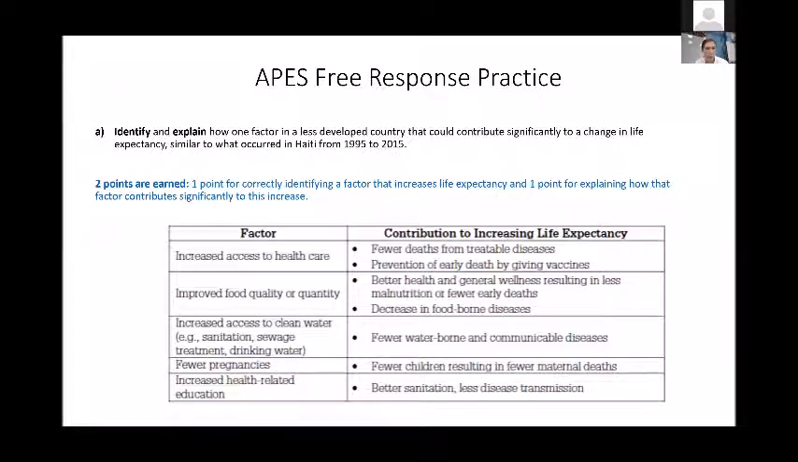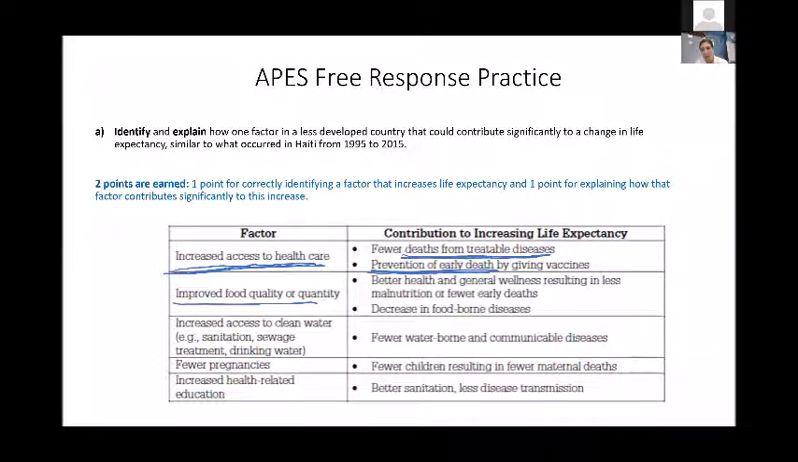Identify and explain. You would have gotten 2 points here. 1 point for correctly identifying a factor that increases the life expectancy, and then 1 point for explaining how that actually happens. So these are all of the things that we previously talked about. When you have an increase in access to healthcare, fewer deaths end up happening from treatable diseases, those communicable diseases. You also are able to decrease the infant mortality rate because vaccines keep the younger children from getting things like measles. You also can do the same thing by improving food quality or quantity.